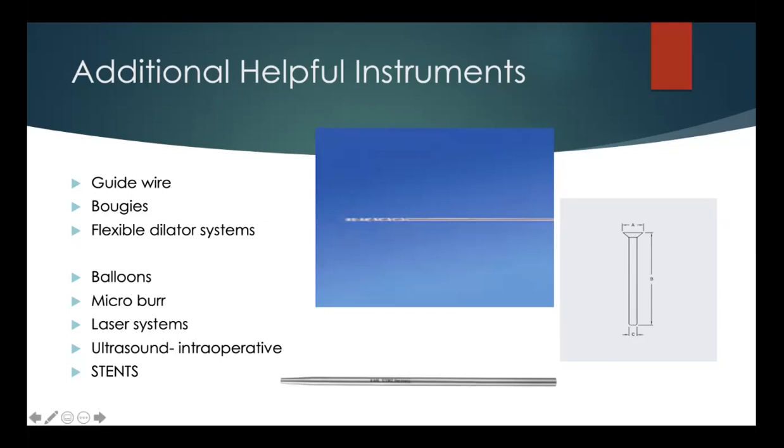We have our balloons. We have a microburr, which is right here. We have our laser systems. However, I have not used laser for a stenosis case, which I shall be coming to about my personal reasons why. We have ultrasound as an intraoperative tool.